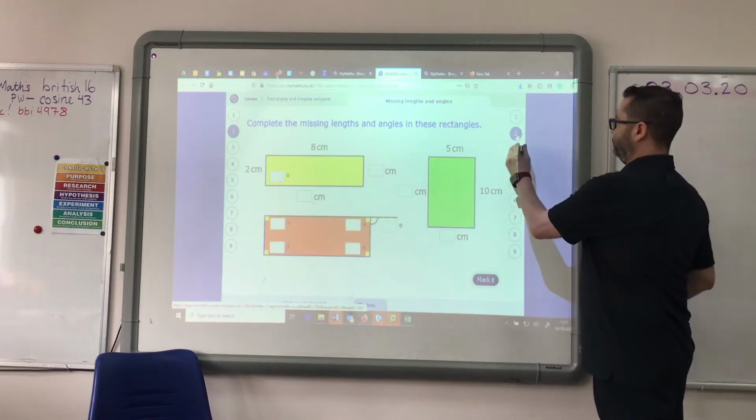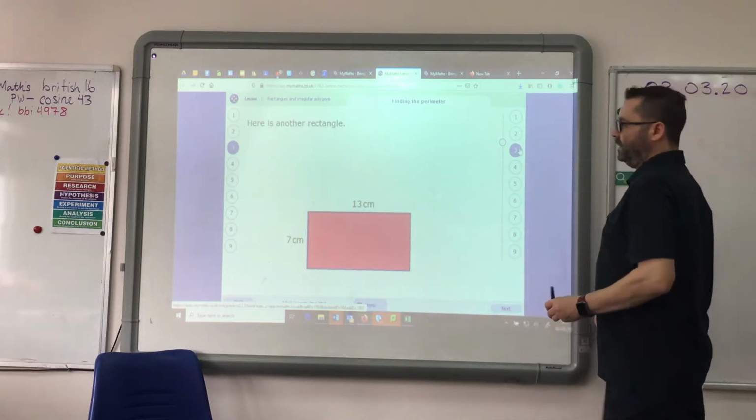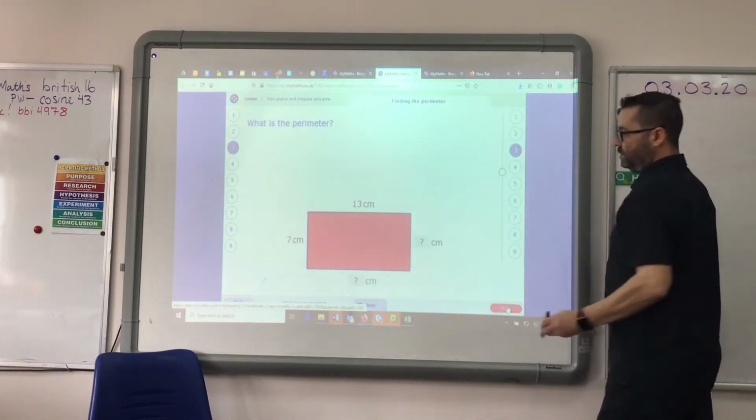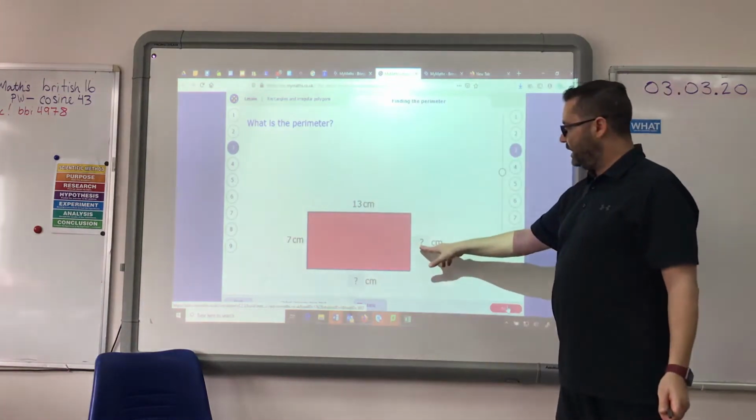Now, here is another rectangle. It is 7 centimeters by 13 centimeters. If we know that's 7 centimeters, what would that length be? And if we know that is 13 centimeters, what would that length be?